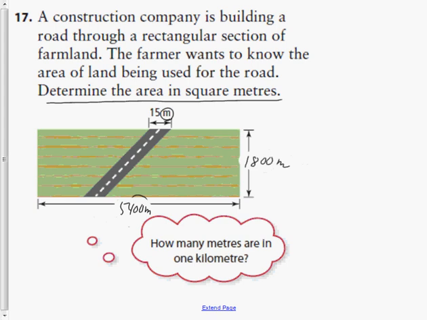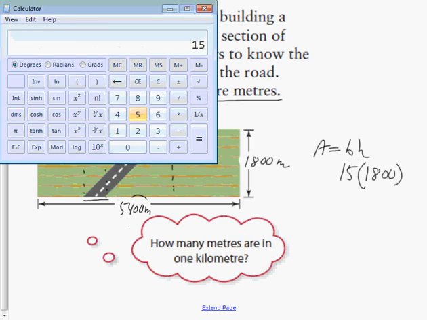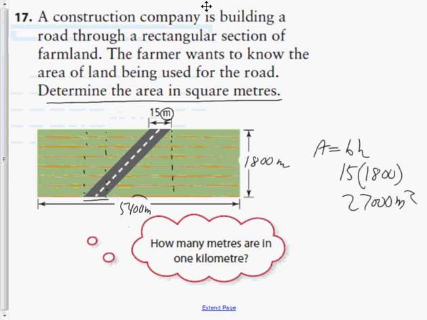So our parallelogram has a base of 15, so area equals base times height. Our base is actually 15 meters. Our height, the perpendicular distance from the base to the top, is going to be 1,800 meters. So we're going to go 15 times 1,800. So 15 times 1,800 is 27,000 square meters, is your answer. So the area of the road will be 27,000 square meters.